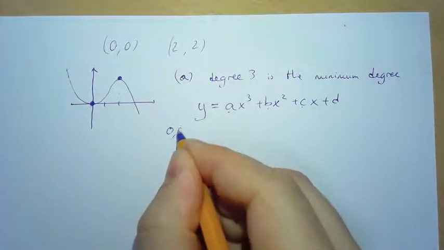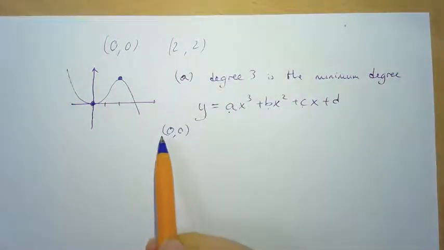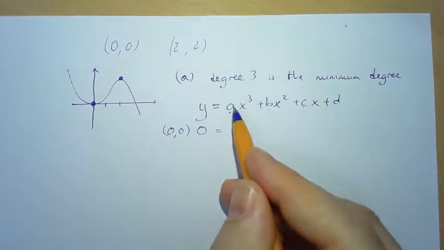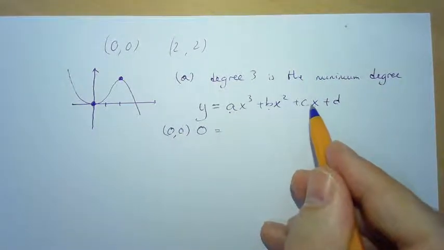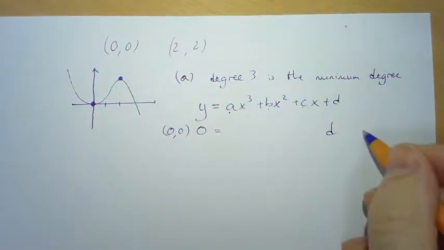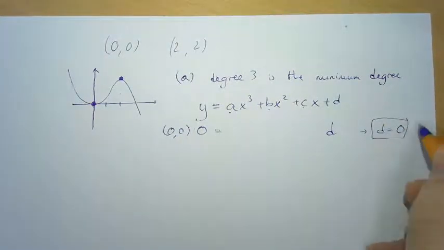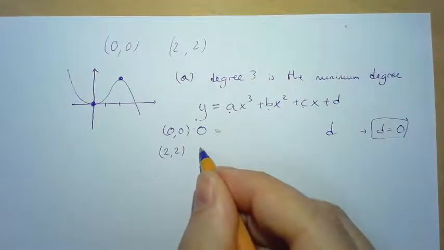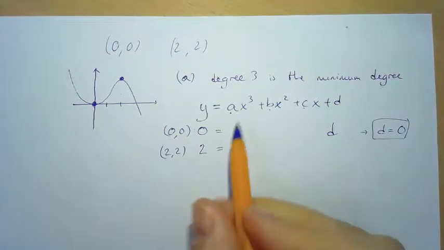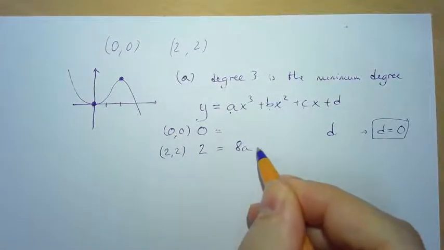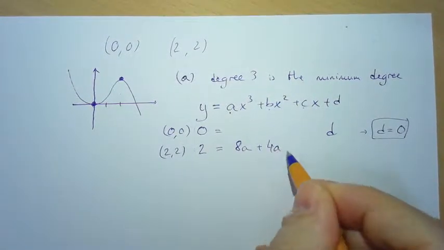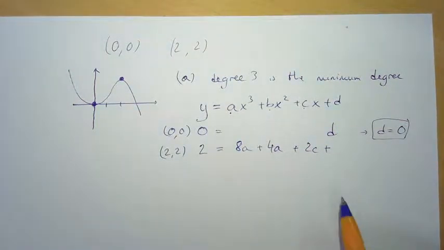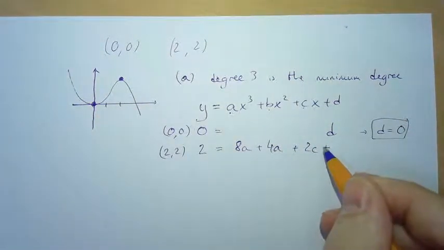So let's start. We won't solve it, but if we want this function to go through 0, 0, it's 0 equals a times 0 plus b times 0 plus c times 0 plus d. So d equals 0. What about the point 2, 2? It means 2 equals a times 8 plus b times 4 plus c times 2 plus d. But d equals 0, so we can just ignore this.